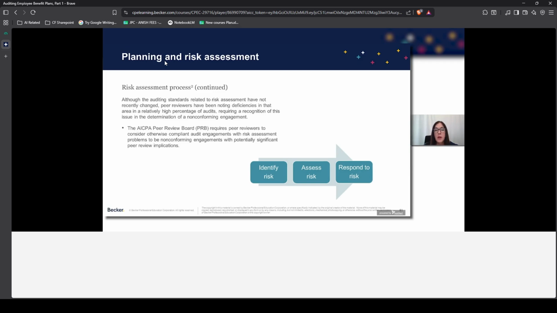Now, under the peer review process, if you miss any step of the risk assessment process, then that could be considered a non-conforming engagement, regardless of the amount of other detailed work that you perform. So you need to make sure you're documenting your compliance with each of these steps related to risk assessment.